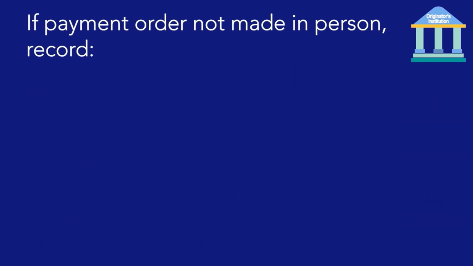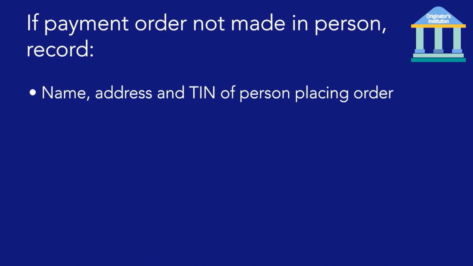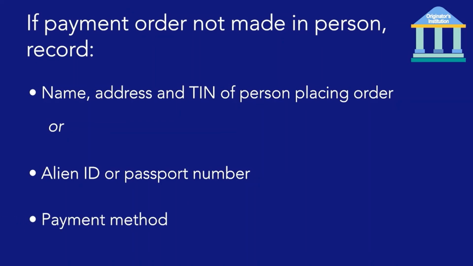If a payment order your institution accepts isn't made in person, you must record the name, address, and TIN of the person placing the order. If no TIN is available, record an alien identification or passport number and country of issuance, or note that no number was available. The institution also must retain a copy or record of the payment method for the funds transfer.